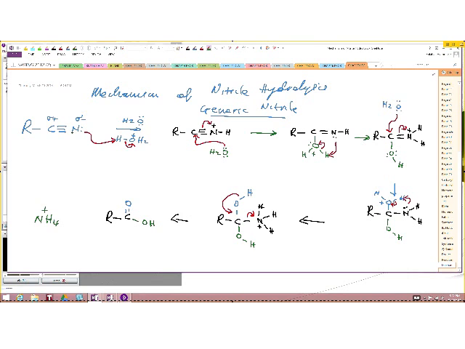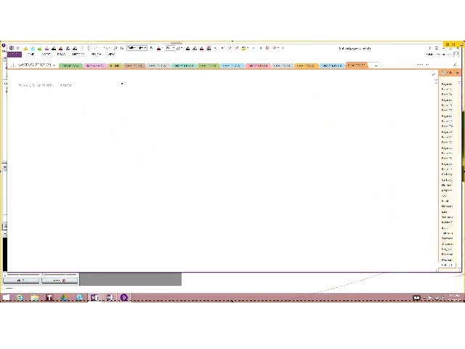So that is the first reaction for nitrile, which is the hydrolysis of nitrile to give carboxylic acid. The second reaction, still on reactions of nitrile, you've seen this before. This is reaction with Grignard reagent to form a ketone.